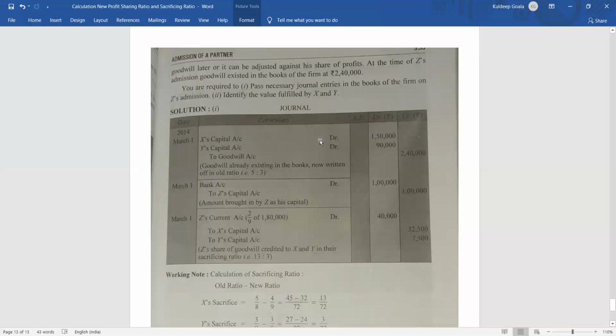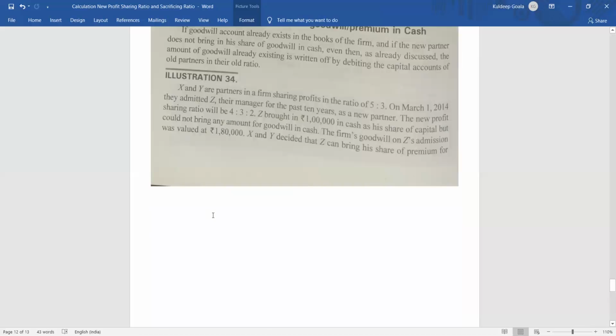How? X's capital account debit, Y's capital account debit. How much? 2,40,000 in the ratio 5:3. So X capital account debit 1,50,000, Y's capital account debit 90,000 to goodwill account 2,40,000. Clear? Goodwill being written off in the old ratio by debiting the old partners' capital accounts. Okay. After that, we are going to give admission. Since Jed is going to bring only 1 lakh rupees, it will be bank account debit to Jed's capital account 1 lakh. Clear?